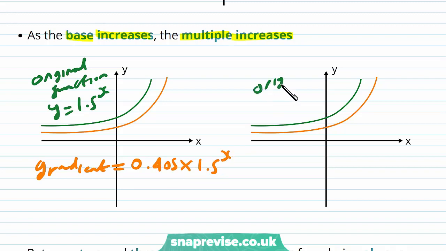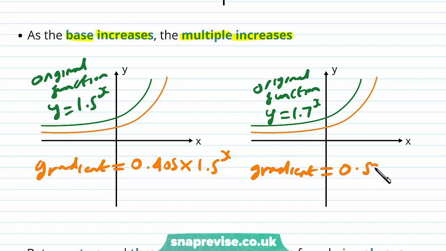Similarly, if our original function was y equals 1.7 to the power of x, i.e. the base has increased from 1.5 to 1.7, then correspondingly the multiple increases. Our gradient in this case is equal to 0.531 multiplied by 1.7 to the power of x.